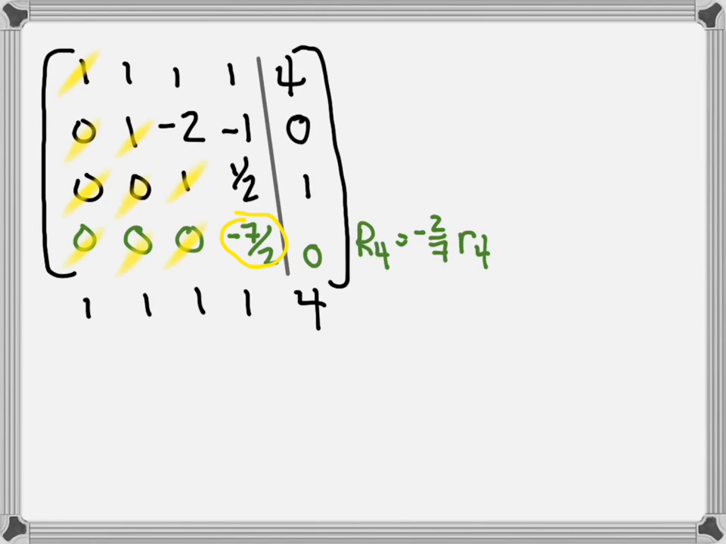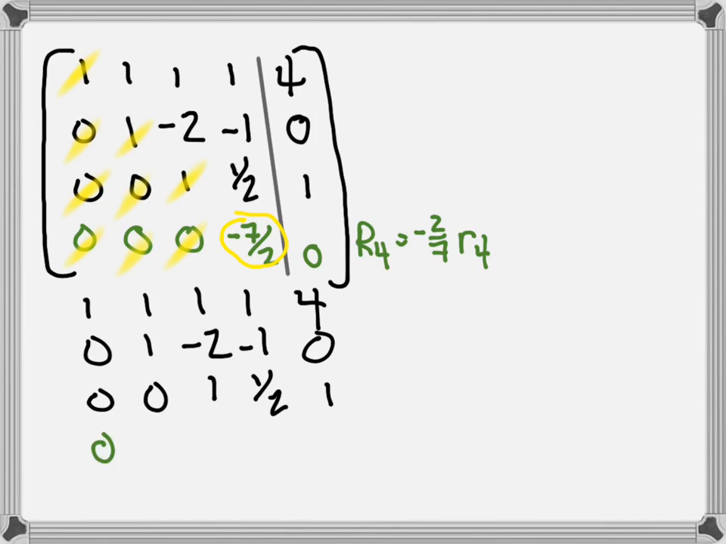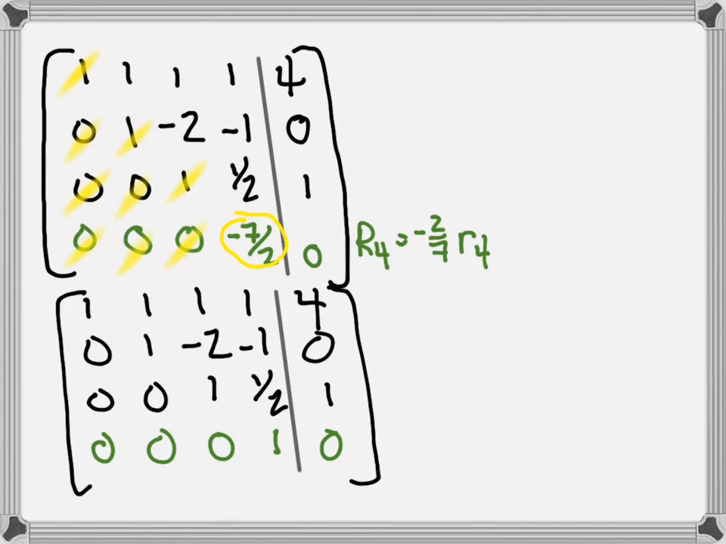Our first row stays the same, 1, 1, 1, 1, 4. Our second row stays the same, 0, 1, negative 2, negative 1, 0. Our third row stays the same, 0, 0, 1, 1/2, 1. And negative 2/7 times 0 stays 0, three times. Negative 2/7 times negative 7/2 creates the 1 that we want. And negative 2/7 times 0 is 0. This is our resulting matrix.